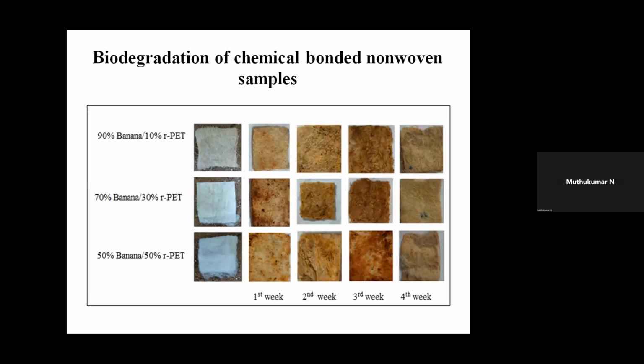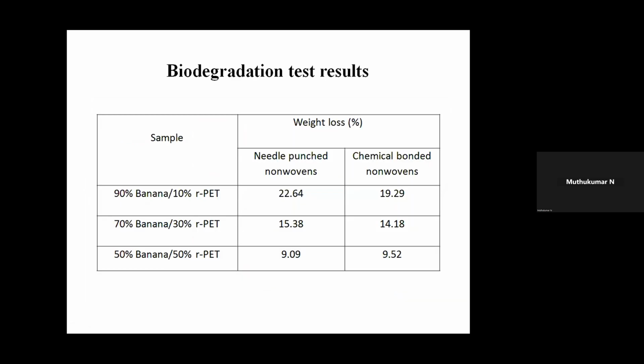Compared to the needle punch nonwoven, the chemical bonded nonwoven has lower degradation. In the biodegradation results, the needle punch nonwoven 90-10 has 22.64%, but the chemical bonded nonwoven has only 19.29%. The chemical bonded has lower degradation. It may be due to the presence of the latex we used for chemical bonding.